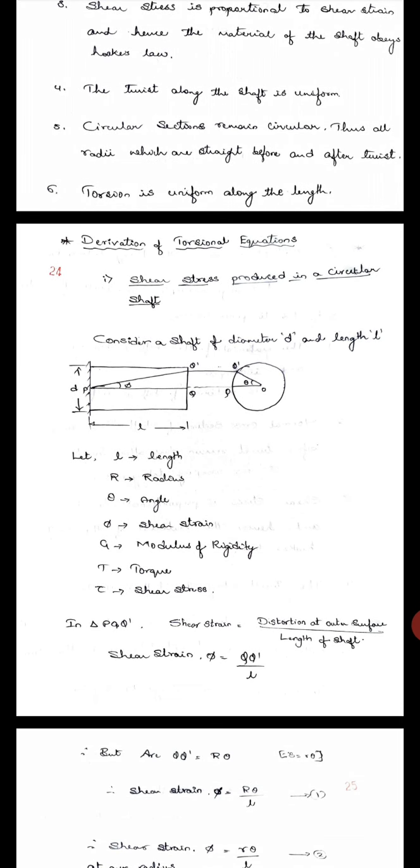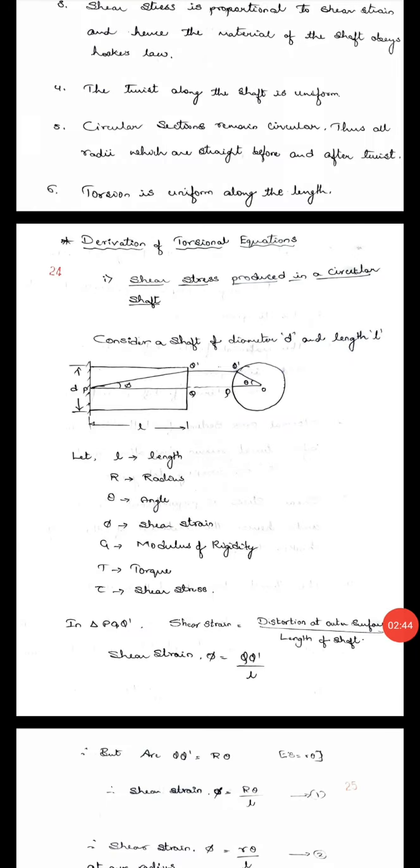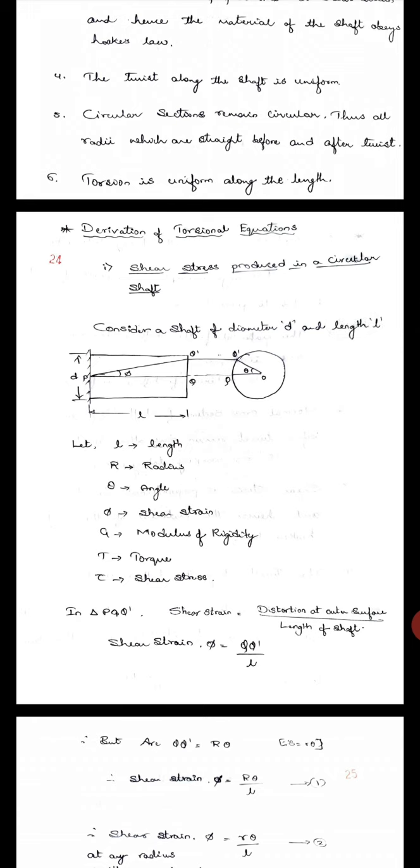Now, derivation of the torsional equation. First one, shear stress produced in a circular shaft. Consider a shaft of diameter d and length L as shown in the figure. The shaft is attached at one end, has length L and diameter d, and is twisted through angles phi and theta.